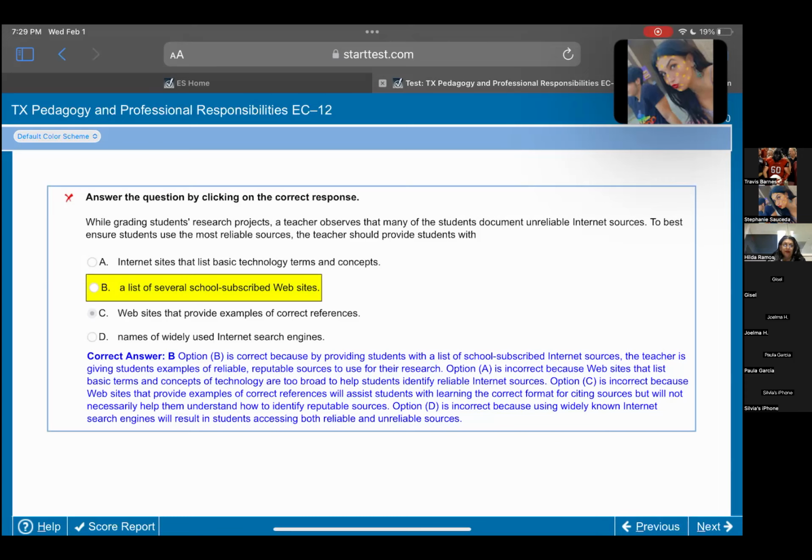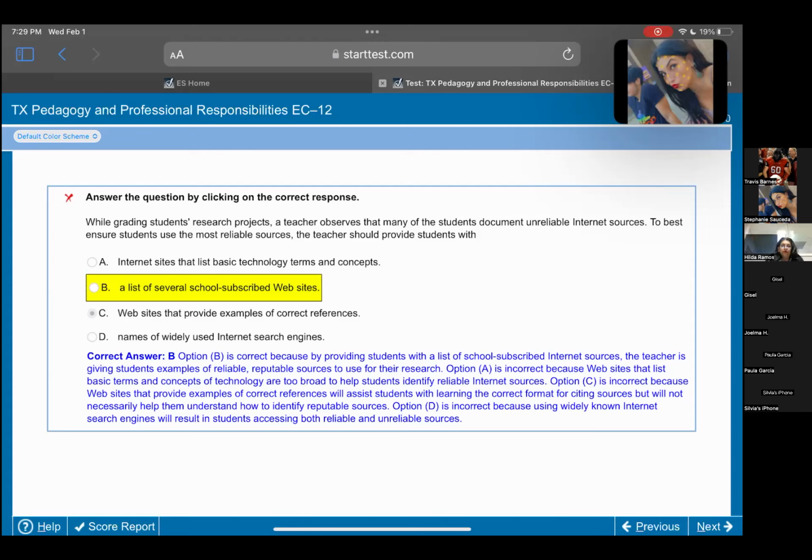Option C is incorrect because websites that provide examples of correct references will assist students with learning the correct format for citing the sources, but will not necessarily help them understand whether one is reliable or credible. It'll help them cite it correctly in their writing, but not with the credibility gauge.